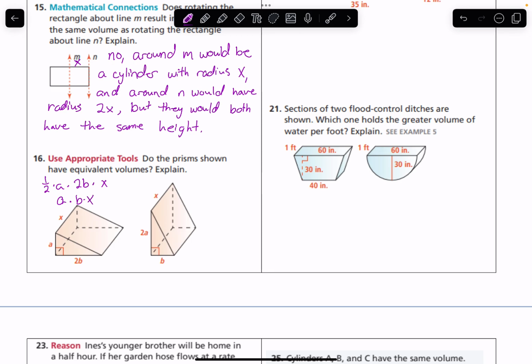And if we look at the other shape, we've got 1/2 times the base and height of the base to find the area of the base. So 1/2 times 2A times B times the height, again, the depth, this dimension that's not the base, of x. And that gives us A times B times x. So yes, both have the same volume.